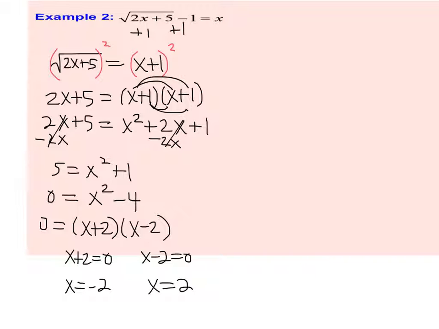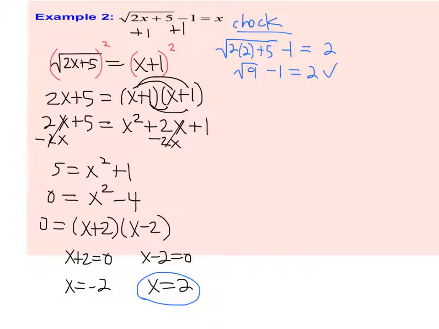Again, we're going to need to check our solutions to make sure we have a valid statement here. So I'll go ahead and do that up here. Check. So if I plug in, let's start with 2. I'm going to have the square root of 2 times 2 plus 5 minus 1. We'll make sure that that equals 2. And it does, because the square root of 9 is 3 minus 1 equals 2. So x equals 2 is definitely a solution.